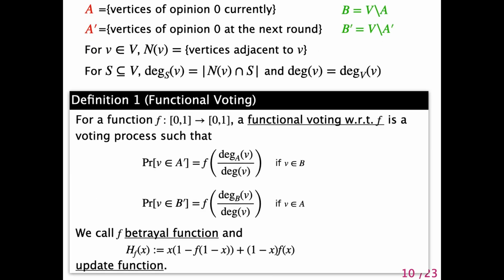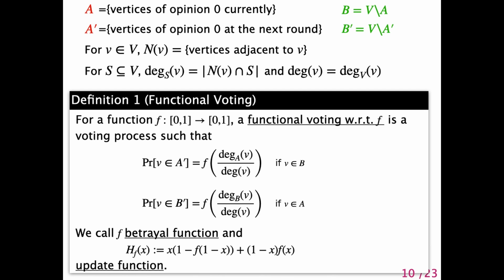Now I propose the general class of voting processes. First, we begin with 4 basic notations. Let A be the set of red vertices, and B be the set of green vertices. Let A prime be the set of red vertices at the beginning of the next round. So A prime is a random variable. Similarly, we define B prime.